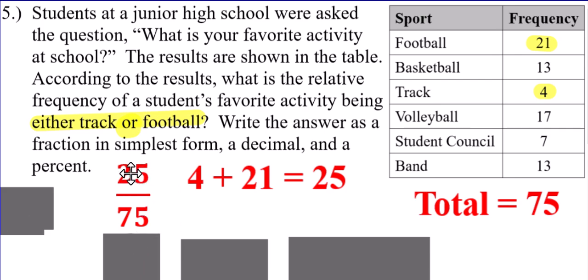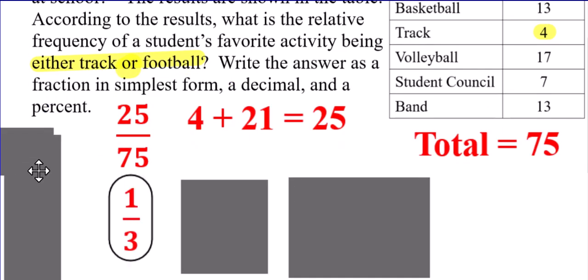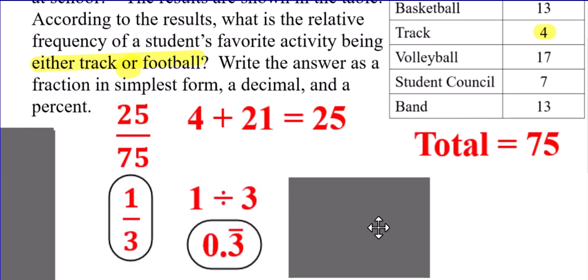If you think quarters, 3 quarters would make 75 cents. So this does reduce to 1/3. You could probably do that without a calculator. I've told you guys a little bit earlier this school year that you should start memorizing what your thirds are as decimals. 1/3 is 0.3 repeating. 2/3 would be 0.6 repeating.